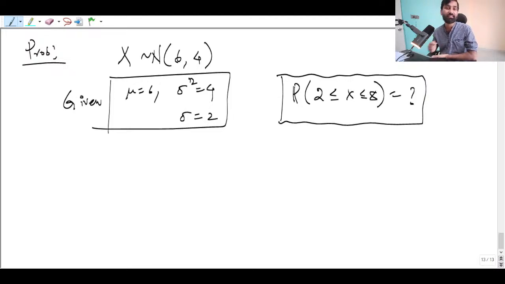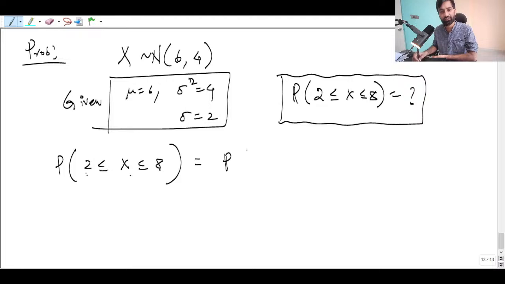So here x is a random variable whose mean and variance are given, which are not the standard 0 and 1. Now you have to find the probability of the random variable x lying between 2 and 8. So what we can do here is convert into standard normal. How to convert? Remember this: the probability of 2 less than x less than 8. How will you convert? First you have to subtract, for both 2 and 8.